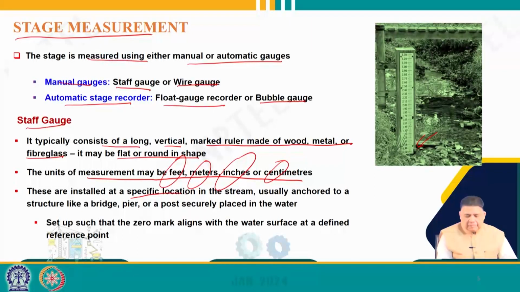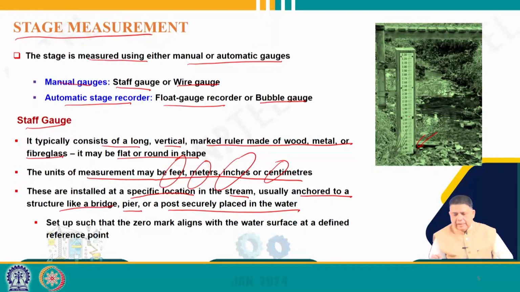These are installed at a specific location in the stream, usually anchored to a structure like a bridge, pier or post securely placed in water. So, of course, they should be very stable for correct measurement of the stage. That is why they are always anchored to a stable structure like bridge or piers, and if the depth of water is not too much, then of course, there could be a post which could be securely placed in water, and then this scale could be fixed.